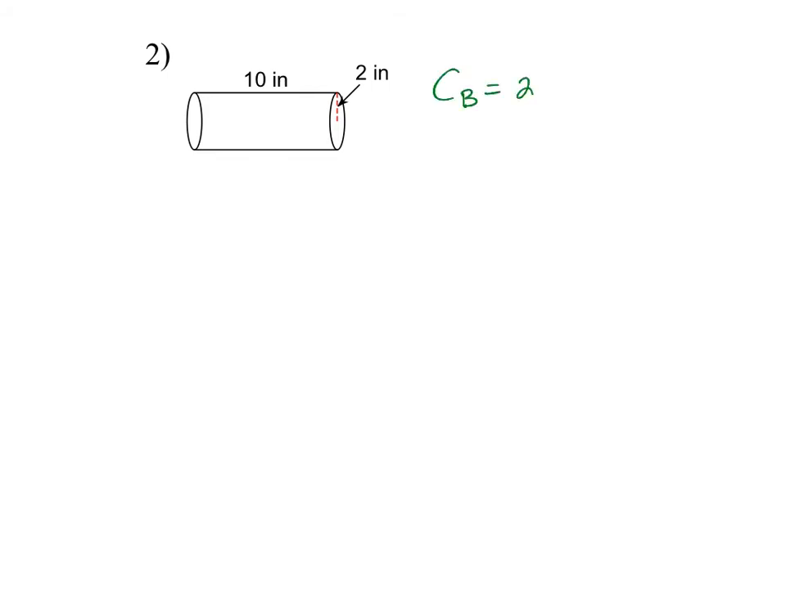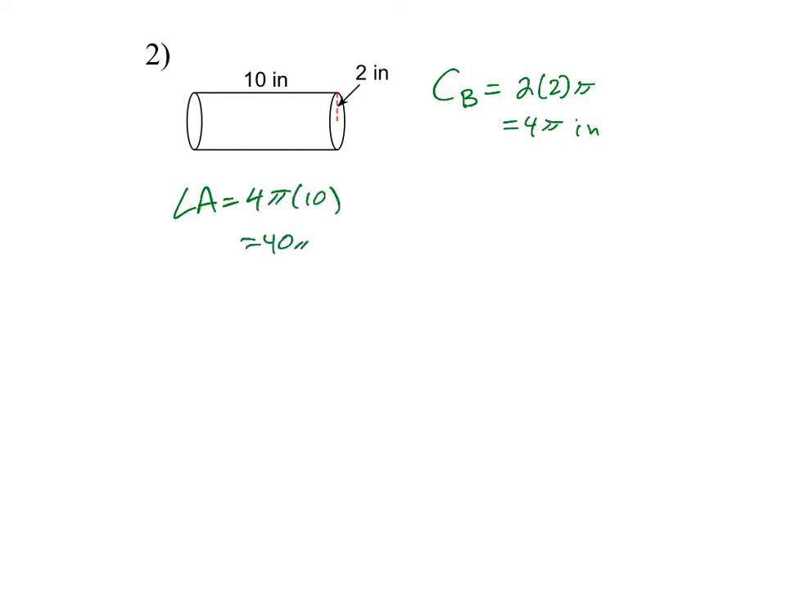So the next one, again, I have a cylinder right there. My circumference of the base, again, is 2 times the radius times pi, right? So it's 4 pi inches, right? My lateral area is the circumference times the height.